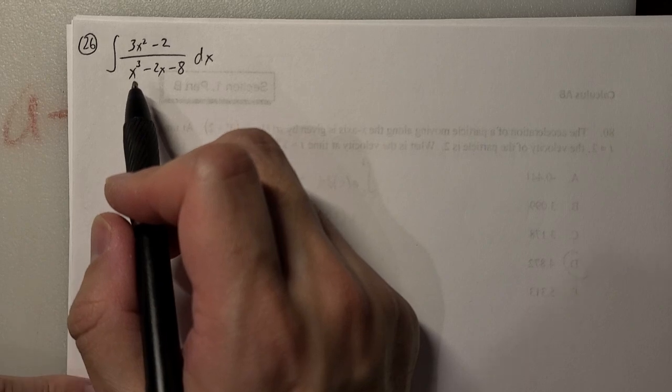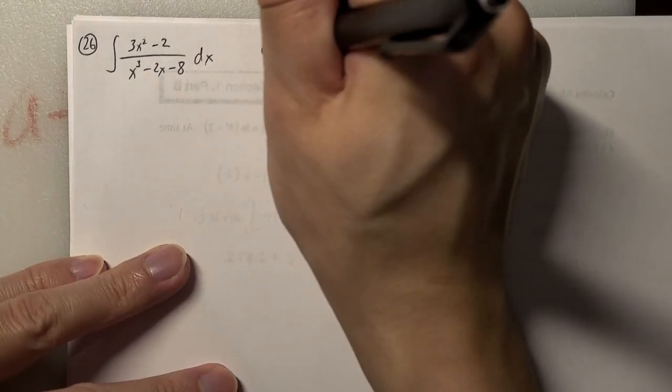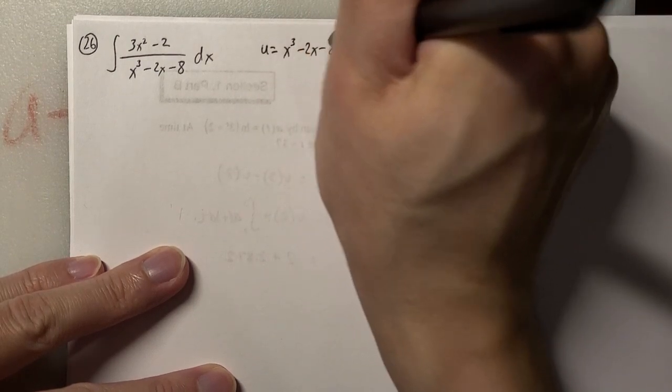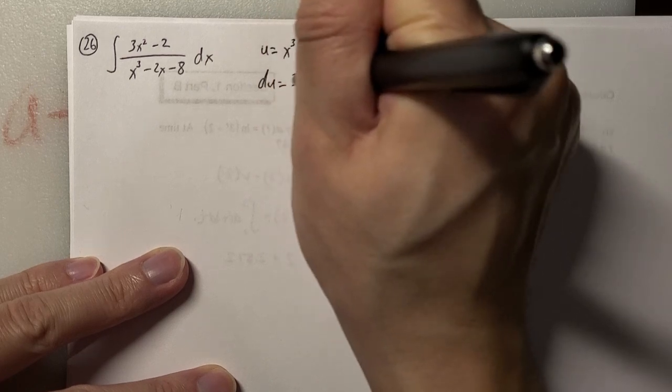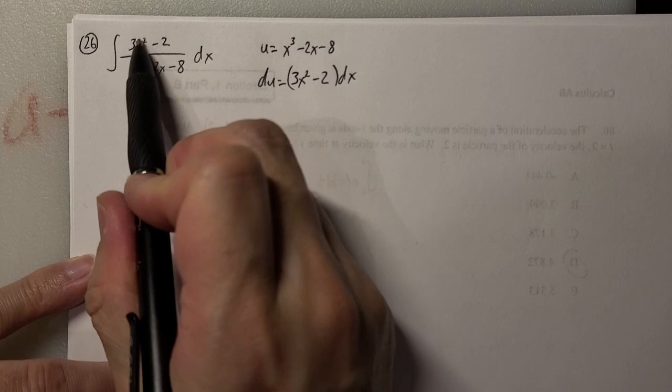Actually, we don't even have to do that. Hopefully you can see there's a very clear substitution. It's actually a quite easy problem. Let's let u be x cubed minus 2x minus 8. du would be 3x squared minus 2 dx. And we have that right there.